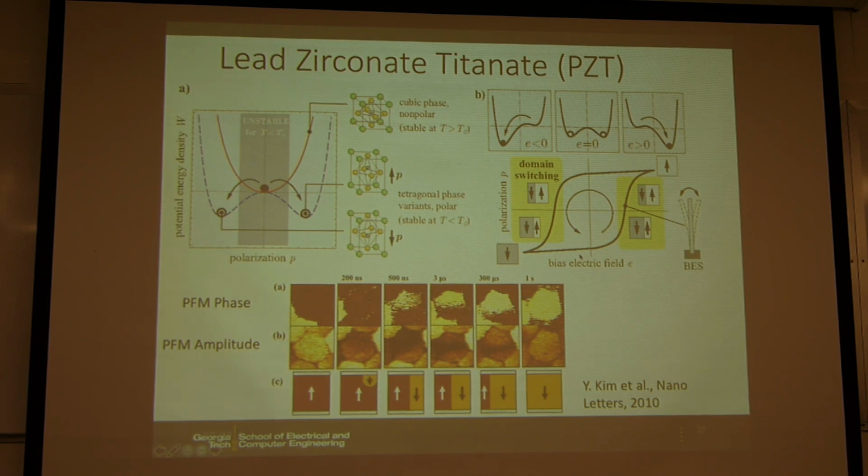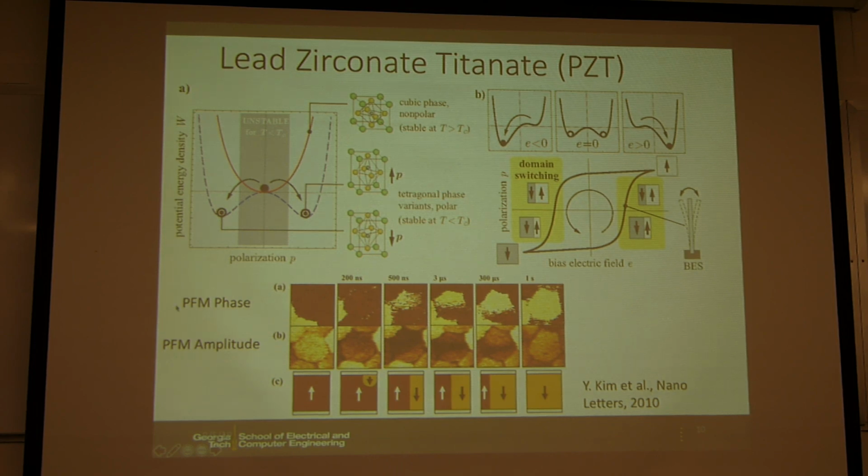Microscopically, you can think about this switching as domain switching inside the material. In this state, the polarization is pointing downward. If you apply the electric field, some of the domains may point upward. If you further increase it, more domains are flipped. And if it's large enough, the entire domain is flipped. Now the polarization is pointing upward.